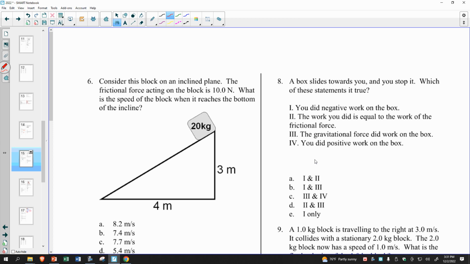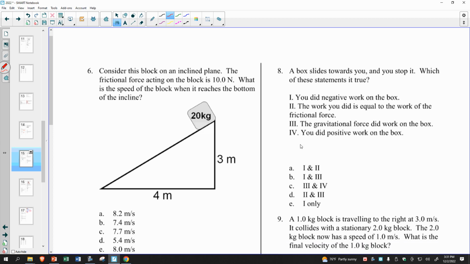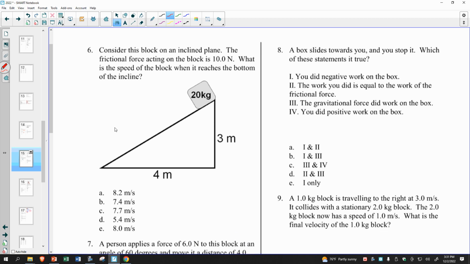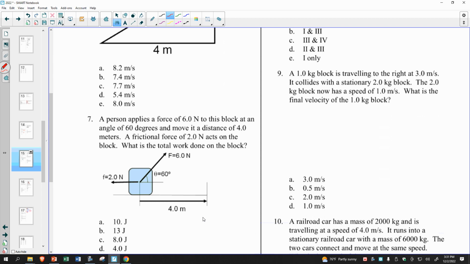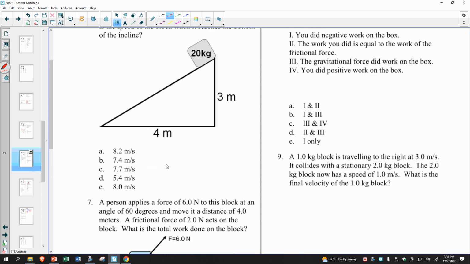I think there's a standards problem. I don't remember. I write a bunch of problems and then I pick some out. But this is another conservation of energy and work energy theorem. It's just calculating the work. Y'all pause me if you want to work through some of these.